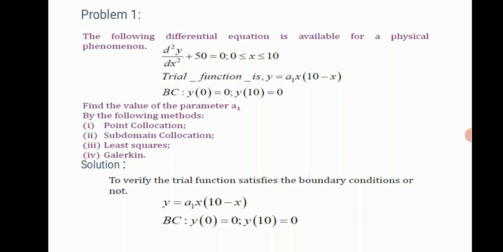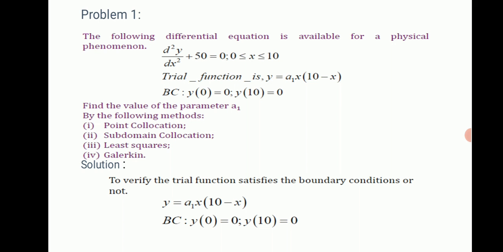Here the boundary conditions are given as y of 0 is equal to 0 and y of 10 is equal to 0. That is, when x is equal to 0, y is equal to 0, and when x is equal to 10, y is equal to 0. We want to find the parameter a1 by the following methods: point collocation, subdomain collocation, least squares and Galerkin. By solving this problem, first we want to verify the trial function.